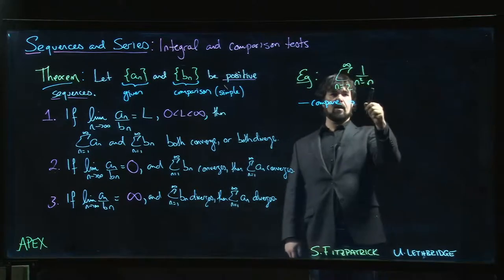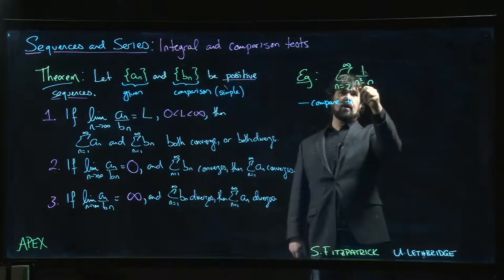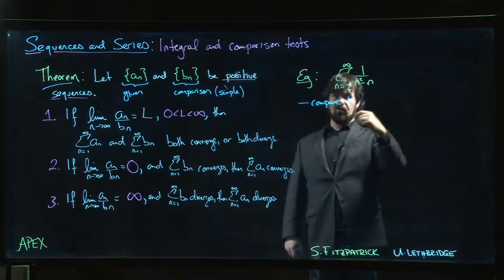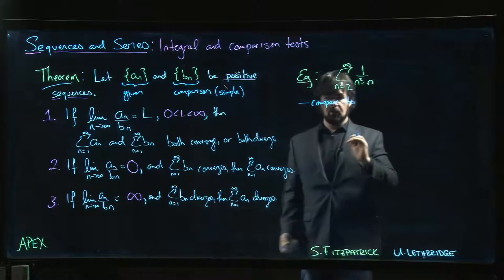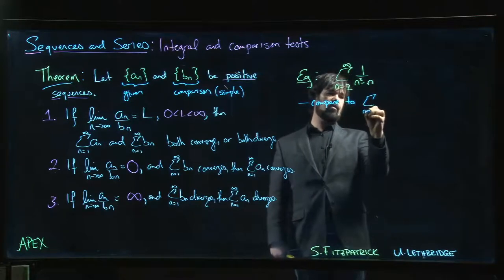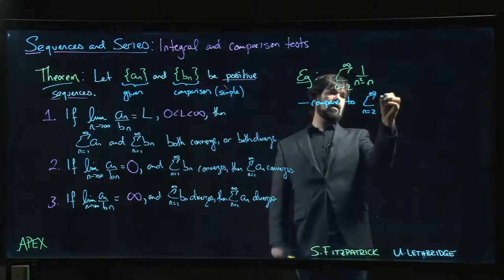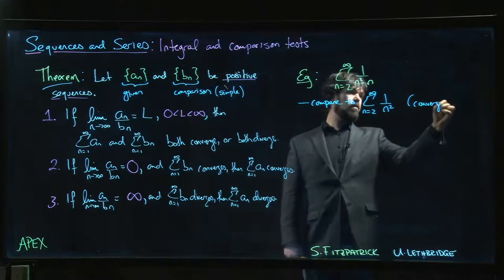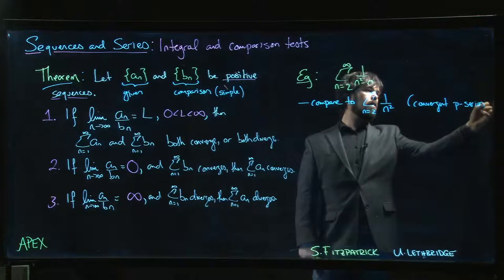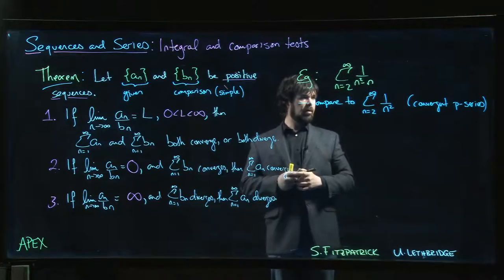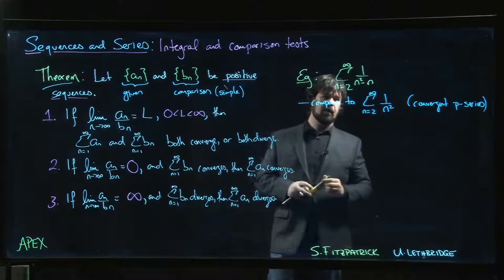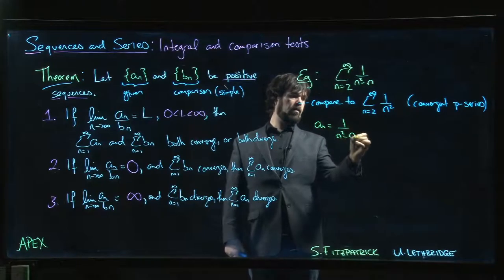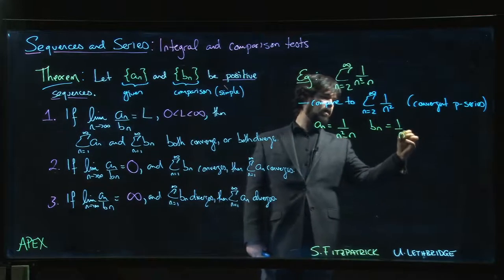Again, the intuition here is that for large values of n, the highest power is going to dominate. Ignore all the rest. Throw the rest away, and what you're left with is your comparison. So we want to compare this with the sum, n going from 2 to infinity, of 1 over n squared, and we know that this is a convergent p-series. So a_n is 1 over n squared minus n, and b_n is 1 over n squared.